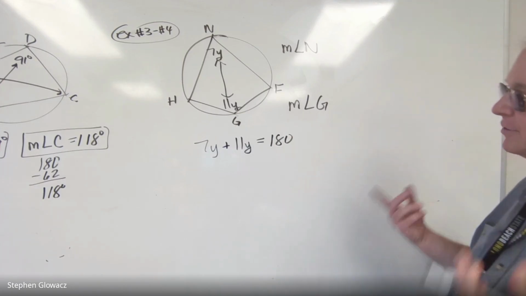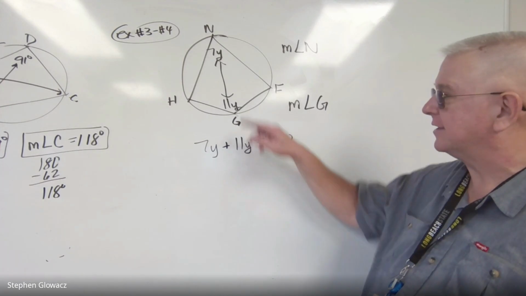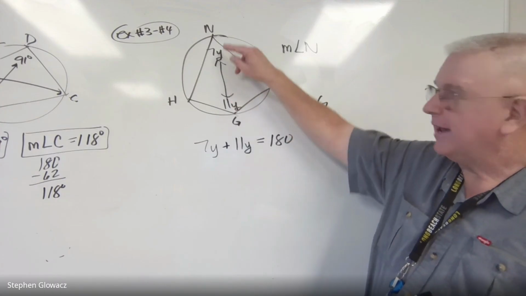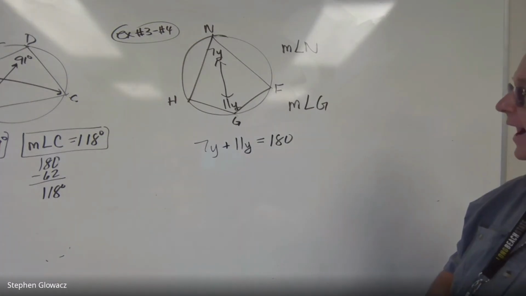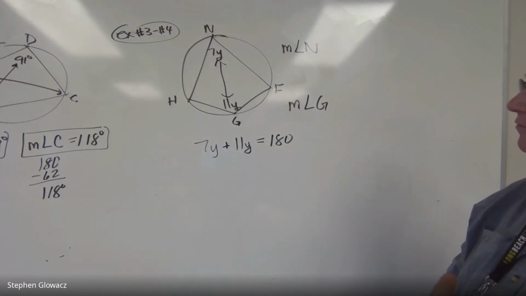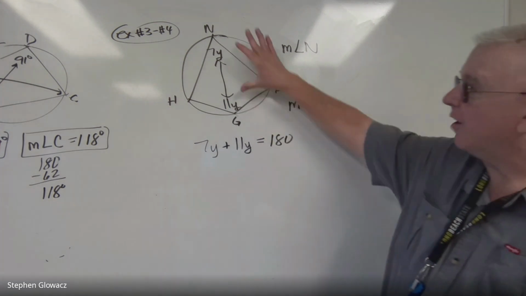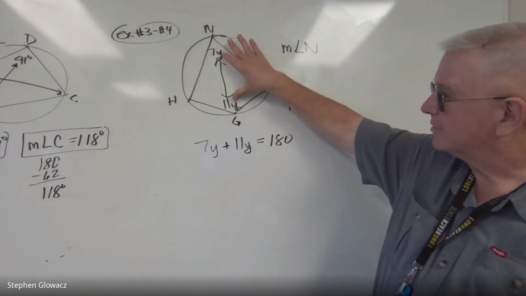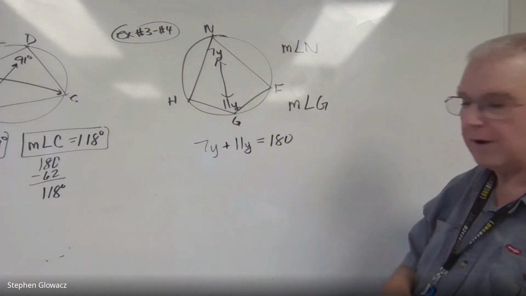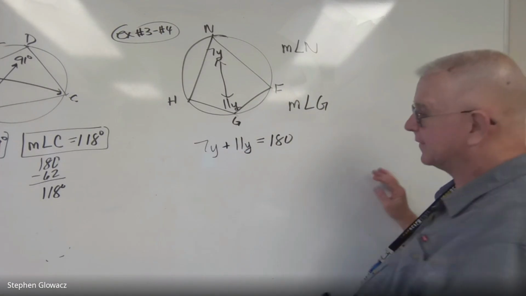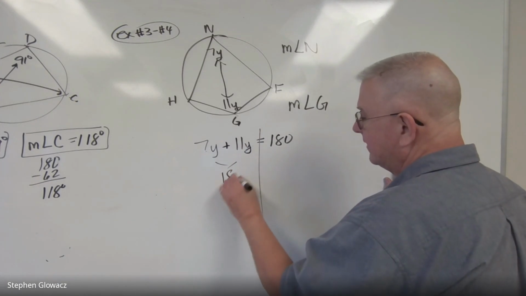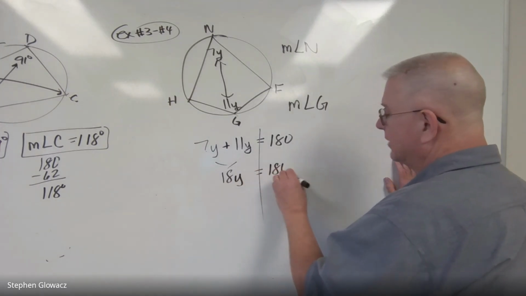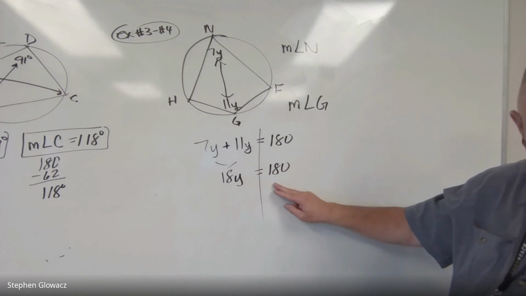So here we can't just go 180 minus a number, because we don't have a number here. We have an algebraic expression. So we're going to have to solve for y, and then we'll be able to find the measure of both angles. So again, opposite angles are supplementary. So we add these up and set it equal to 180 because they're supplementary. So we can combine our like terms here. 7 plus 11 is 18y. And so we have 18y equals 180.